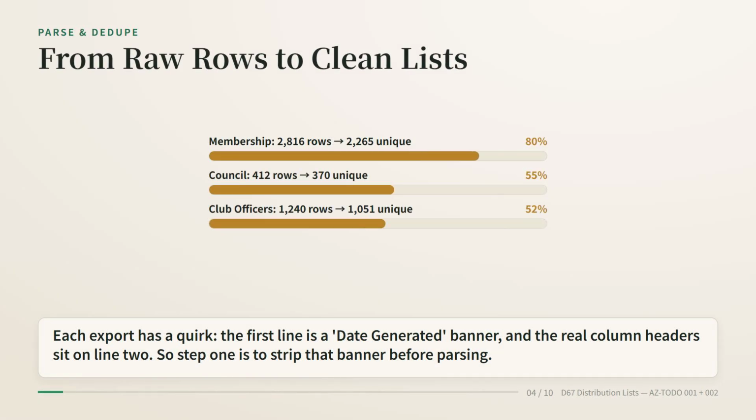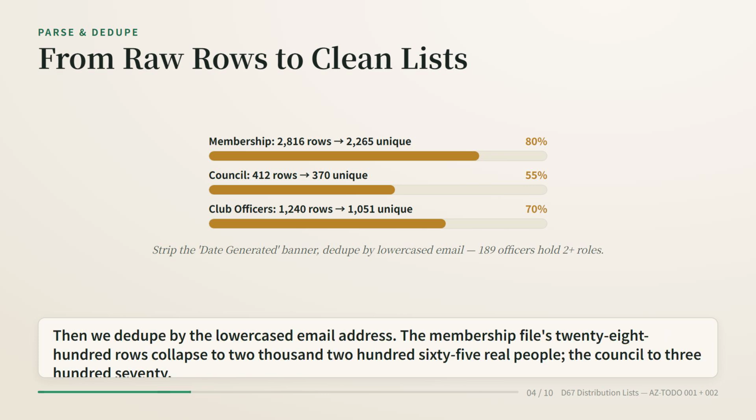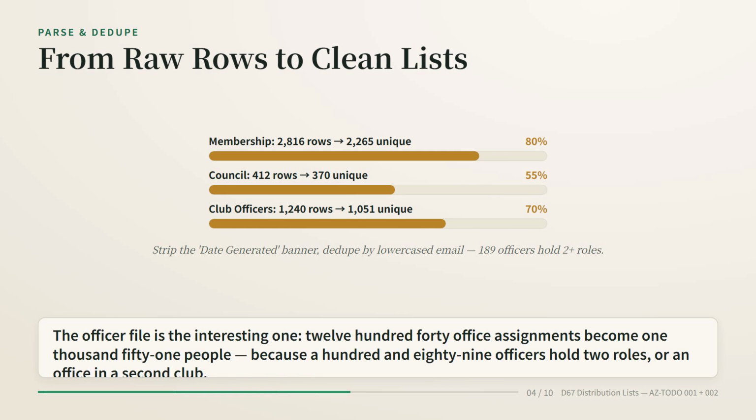Each export has a quirk. The first line is a date-generated banner, and the real column headers sit on line 2. So step 1 is to strip that banner before parsing. Then we dedupe by the lowercase email address. The membership file's 2,800 rows collapse to 2,265 real people, the council to 370. The officer file is the interesting one. 1,240 office assignments become 1,051 people, because 189 officers hold 2 roles, or an office in a second club.